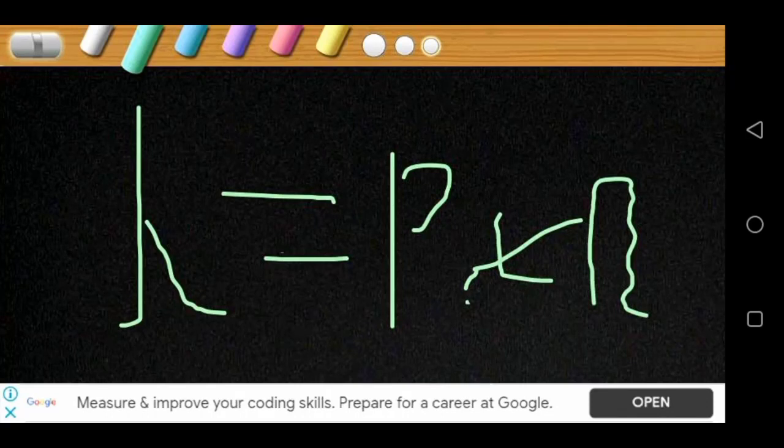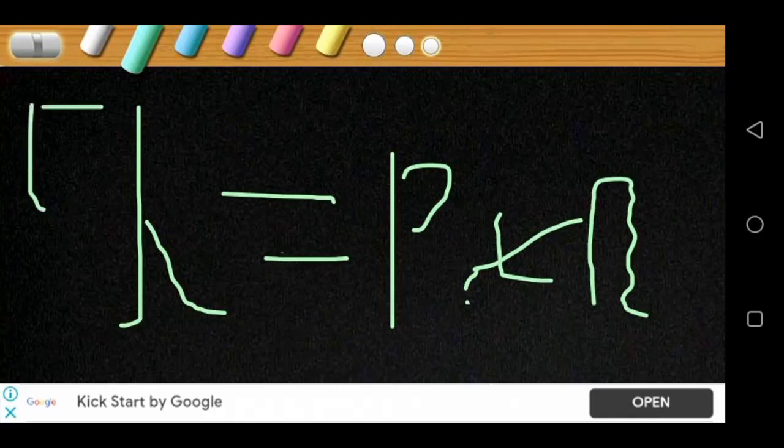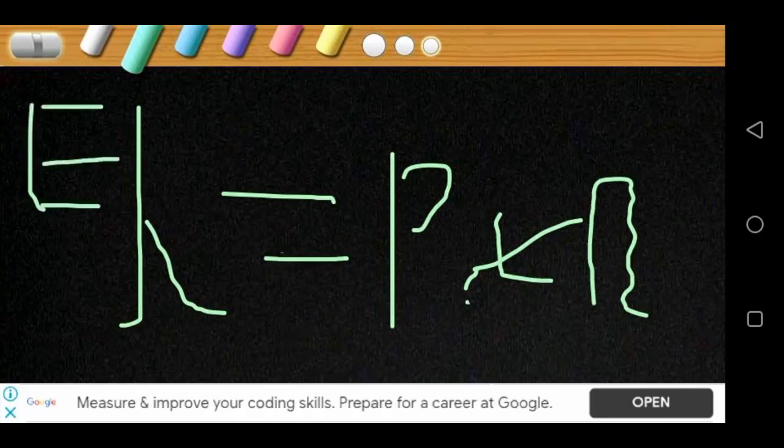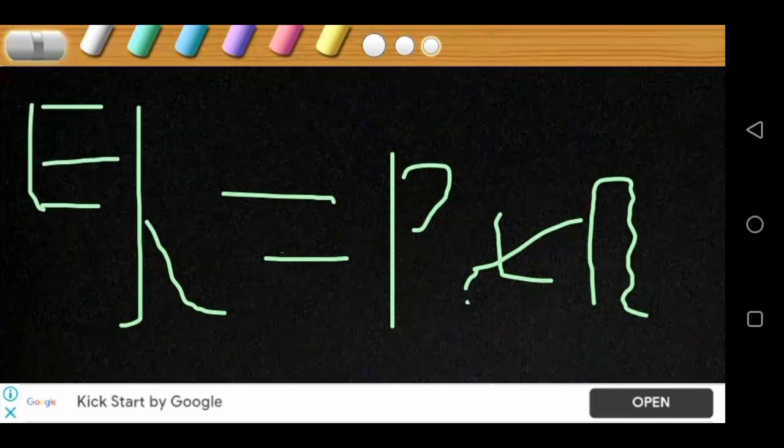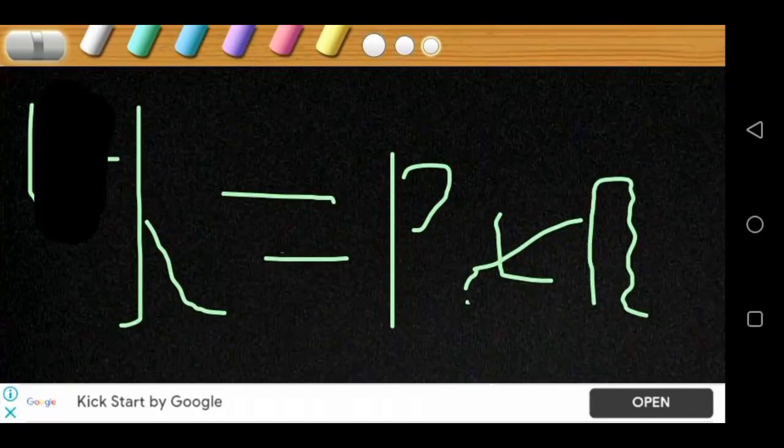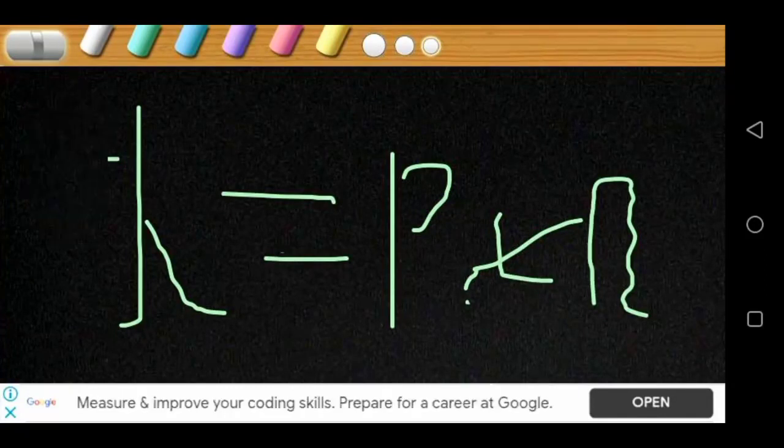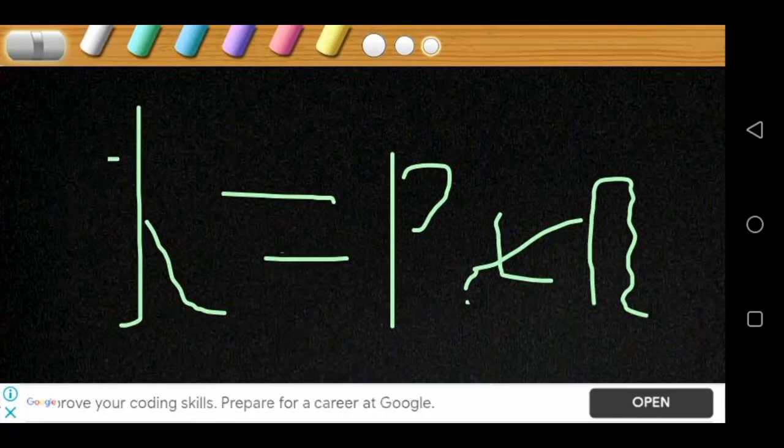Some textbooks may not use this symbol. They might decide to use the capital letter E to signify expectation, but I'm using lambda because most textbooks use this symbol. It's like writing a Y upside down. Lambda is equal to P times N, where P is the probability of an event happening, while N is the number of attempts in that particular probability.